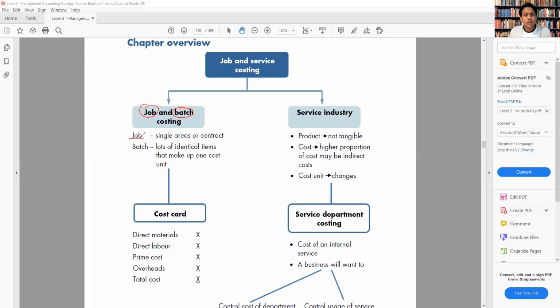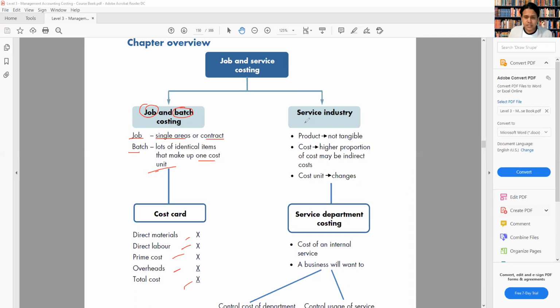So let's read this definition. What are they saying here? Job: a single order or contract. On the other hand, batch: lots of identical items that make up one cost unit. For example, if we have a pen, we have a box of pens, so in one box we can have 10 pens. On the cost card, I think we already know that direct material and direct labor are called prime cost, and overhead gives you total cost. This one is not very new to us, you already know that.